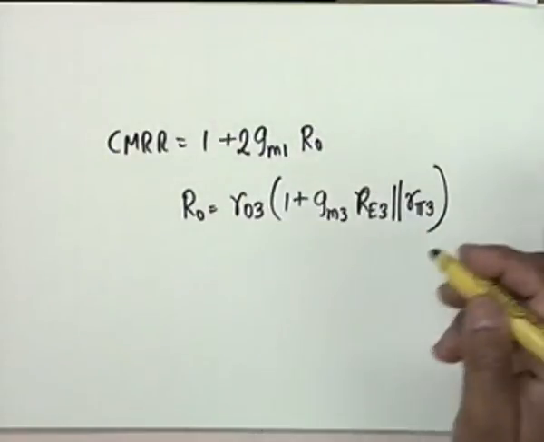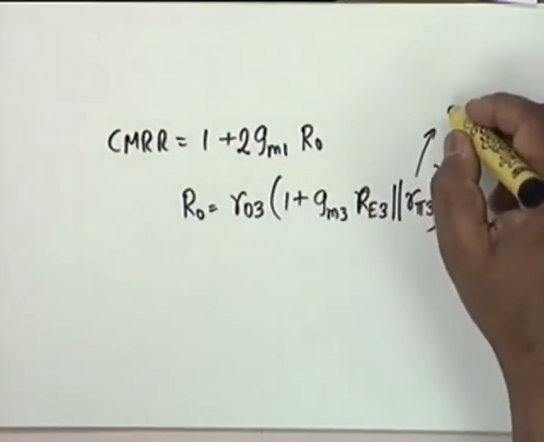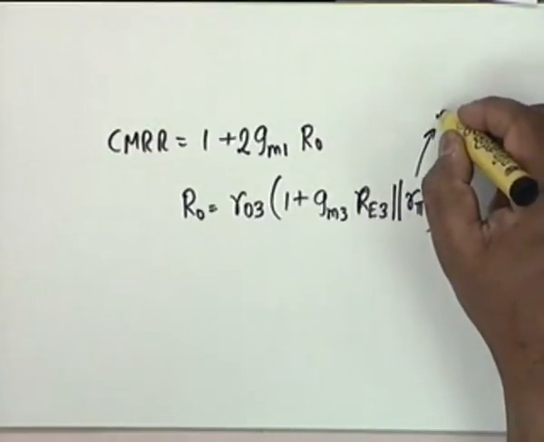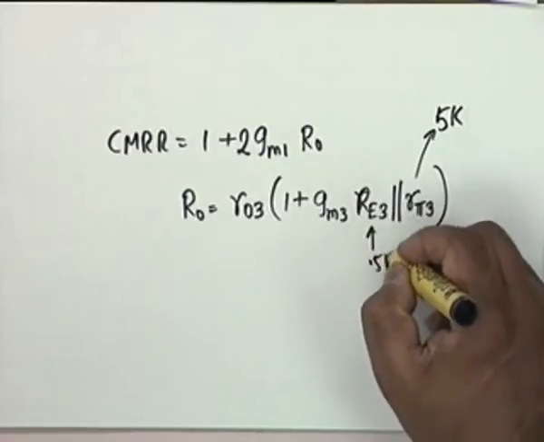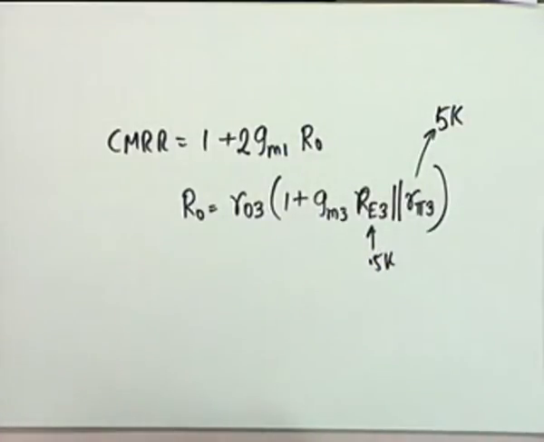What is R pi 3? Pardon me? 500 ohms. 5K, sir. 5 kilo ohms. Oh, 5K. And RE3 is 0.5K. So this is 10 times. Agree? This is usually the case. And you could as well ignore R pi 3.